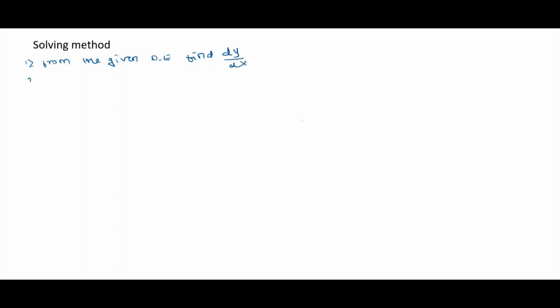Then the second step, put y is equal to vx. Either you can take y by x is equal to v or y is equal to vx. If you differentiate with respect to x, what you will get? dy by dx is equal to, by using the product rule, v plus x into dv by dx. You have to substitute both the values in the equation.